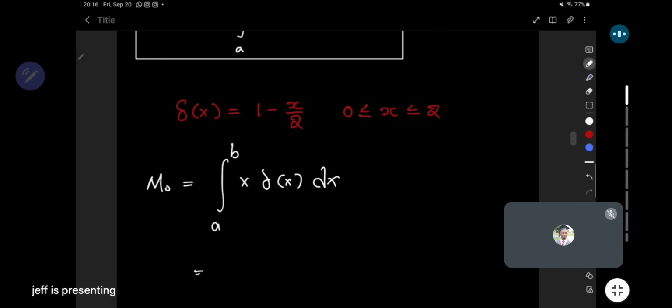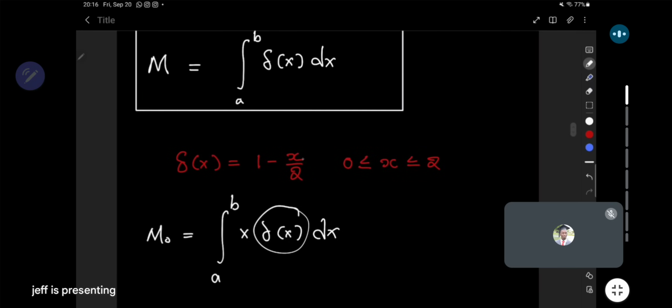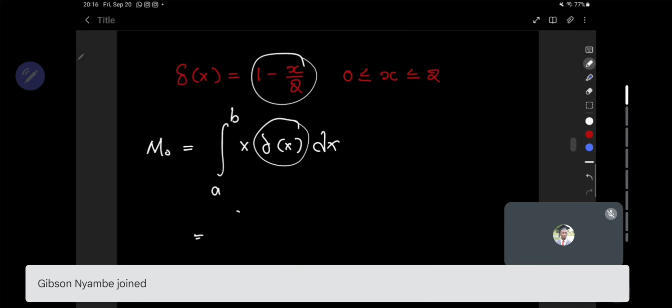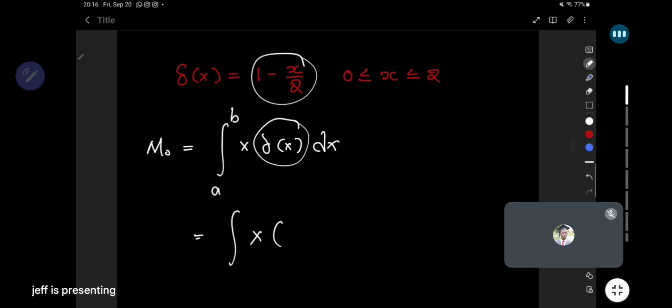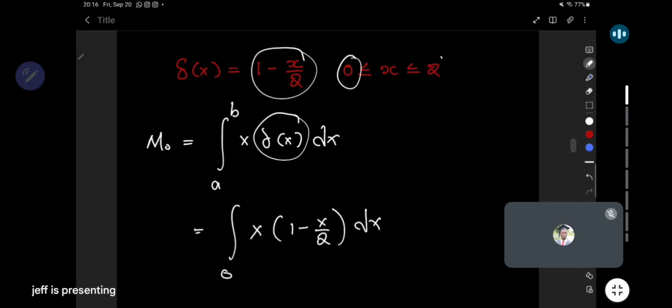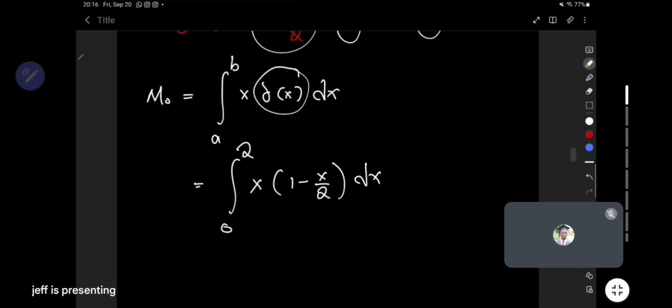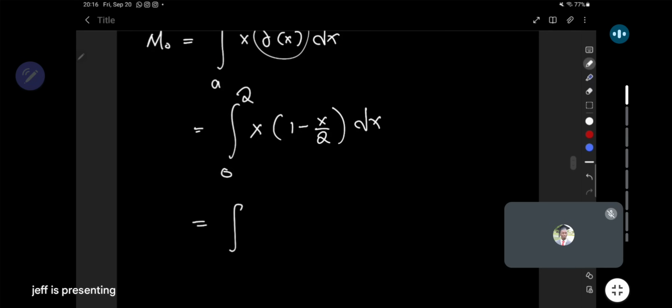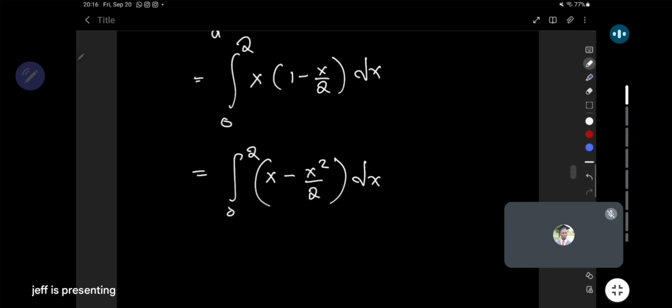From here, our density, of course, takes this form: 1 minus x over 2. The smallest value of x is defined as 0, and the maximum is defined as 2. So from here, we see that it's now just basic integration. You can distribute the x there, dx.